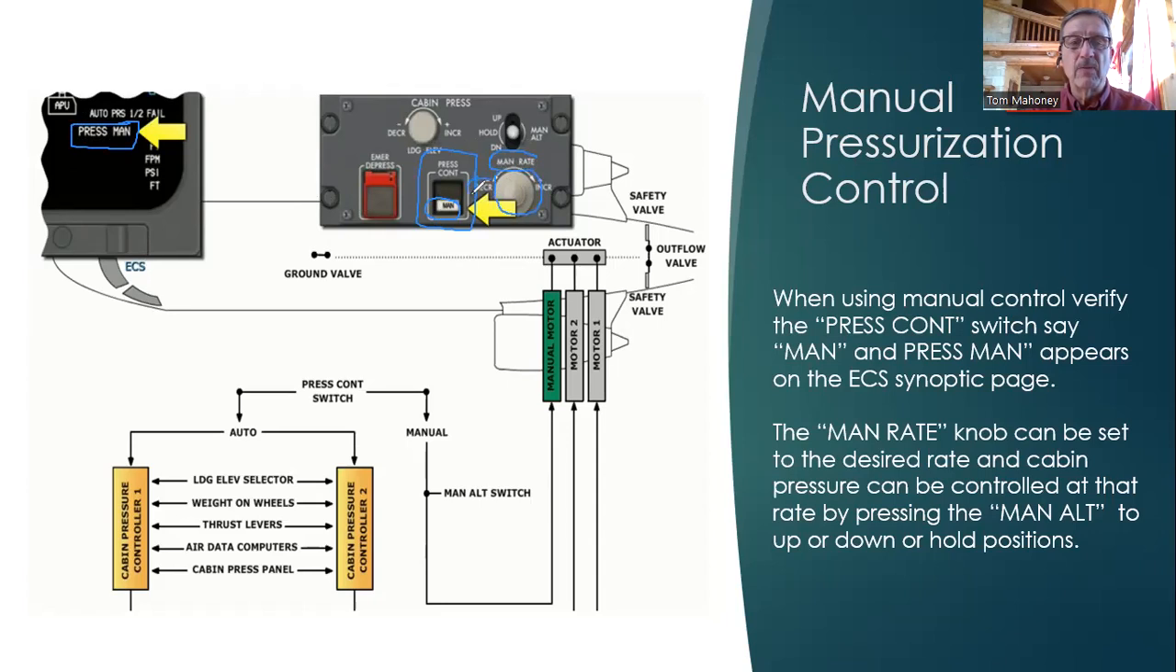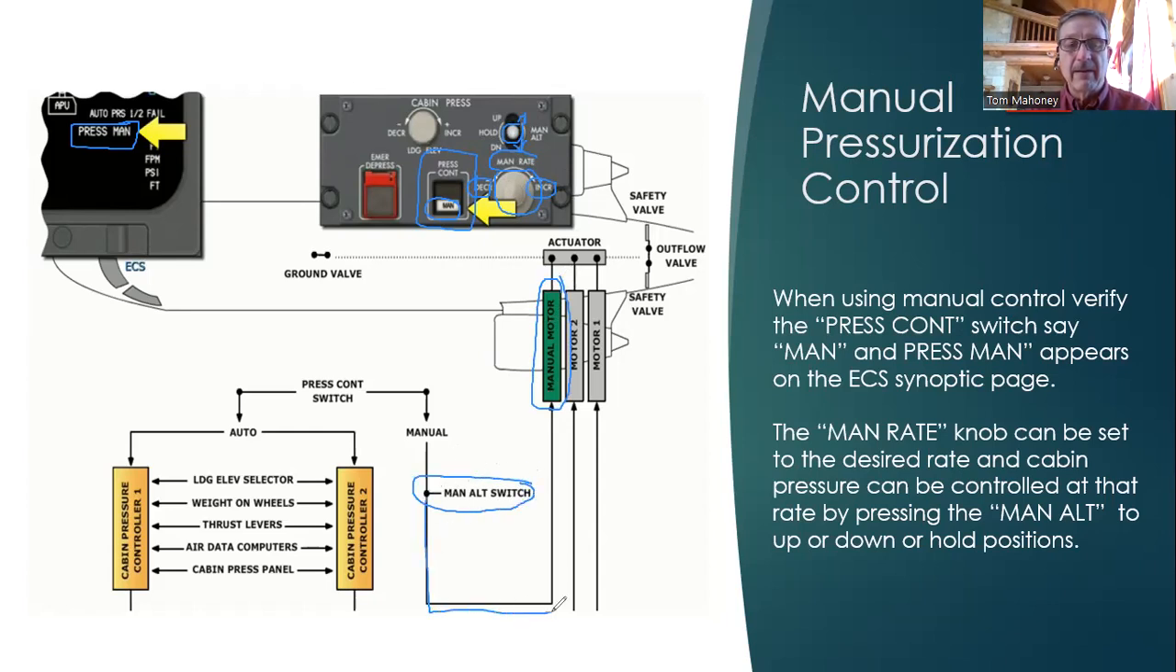to either decrease the rate that we want to change the cabin pressure or increase the rate that we want to change the cabin pressure. Once we've selected the rate, then we go up here and we can push this switch. That's a toggle switch. We can push it up or down to change the cabin pressurization. What that switch is actually doing is sending a signal to the manual motor to operate in one direction or the other. So there's our manual switch right here that we're talking about.